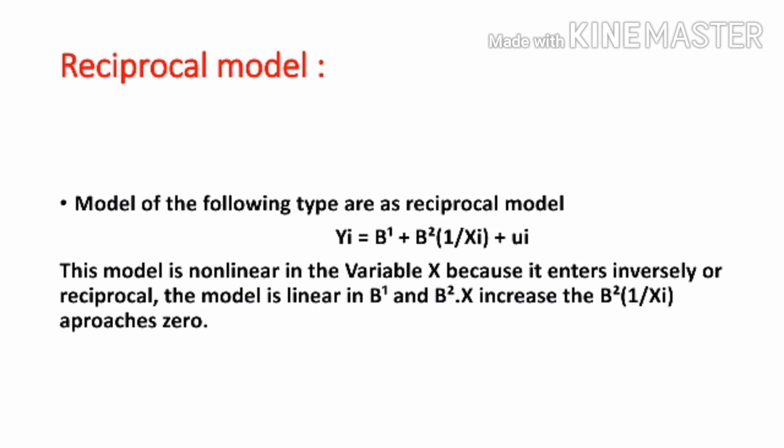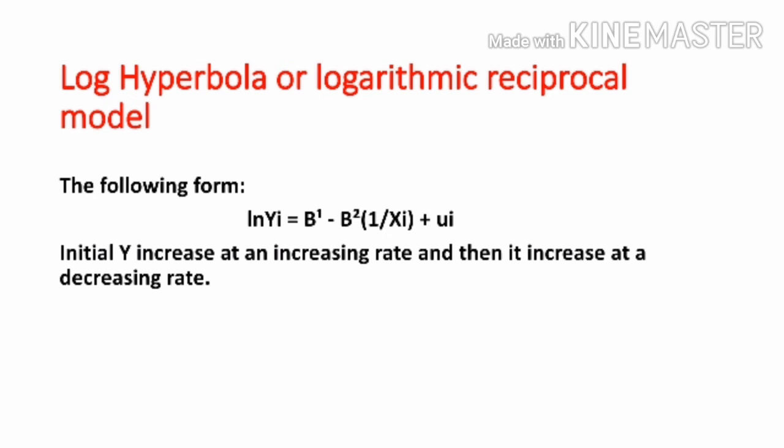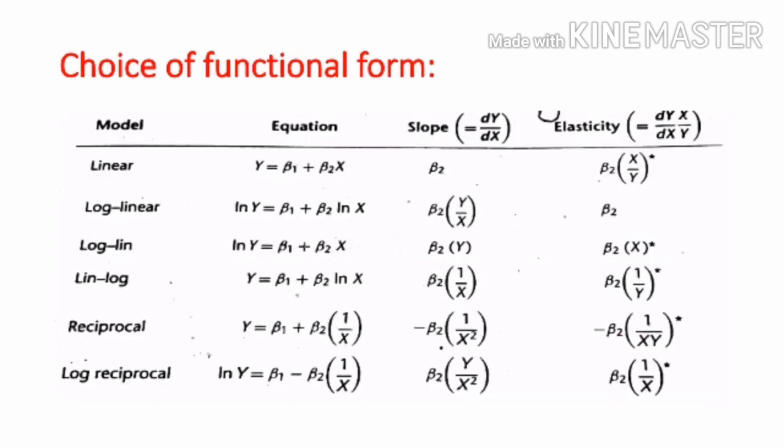I have not discussed the log hyperbola and logarithmic reciprocal model, which has the following form: ln Yi is equal to beta 1 minus beta 2 times 1 over Xi plus ui. You see this equation is also a functional form. One equation is the positive one, but this is the negative one. Y initially increases at an increasing rate, but then increases at a decreasing rate. You see this, the choice of the functional form.